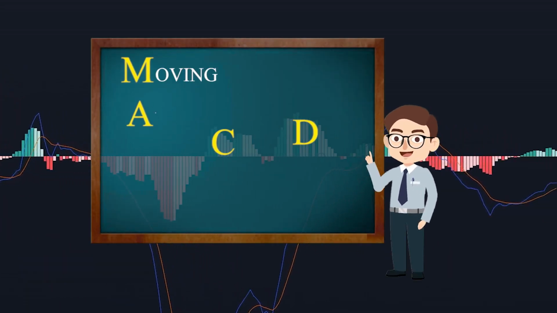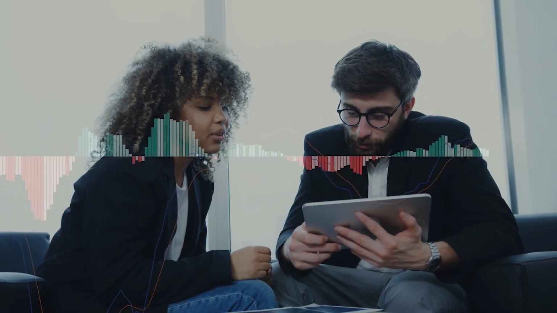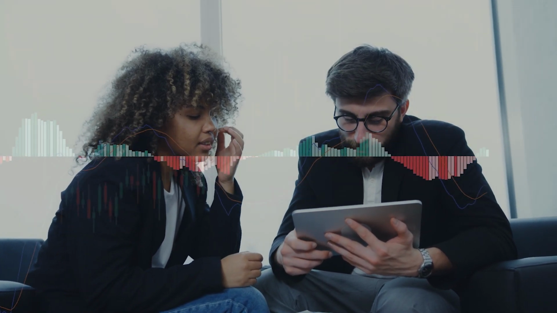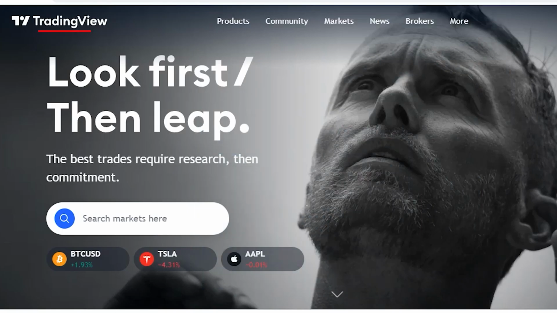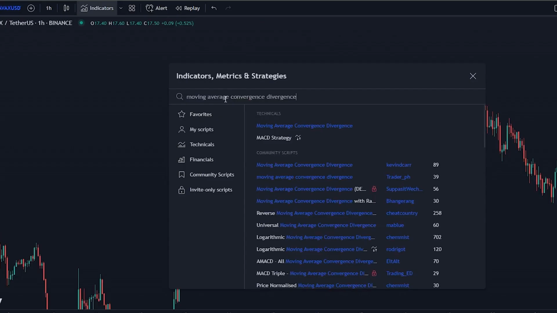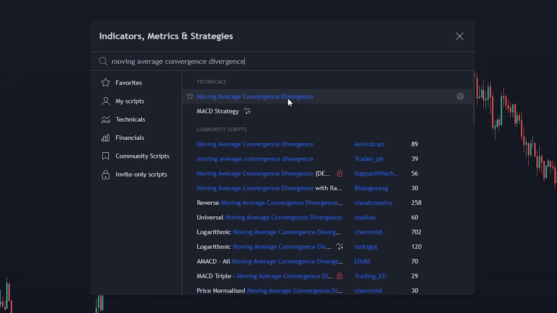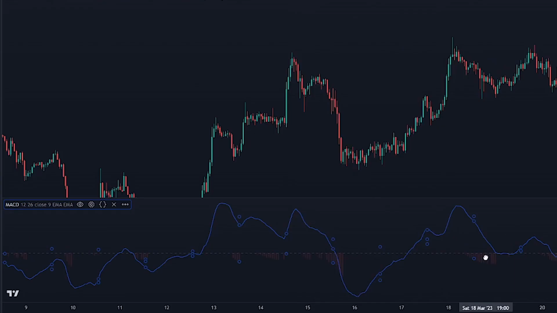MACD stands for Moving Average Convergence Divergence, and it is a popular technical indicator used by traders to identify strong entry points for trades. To get started, go to tradingview.com and choose your trading pair. Then, go to Indicators and type Moving Average Convergence Divergence, and select this one here. Click on it, and it will be automatically added to your panel.